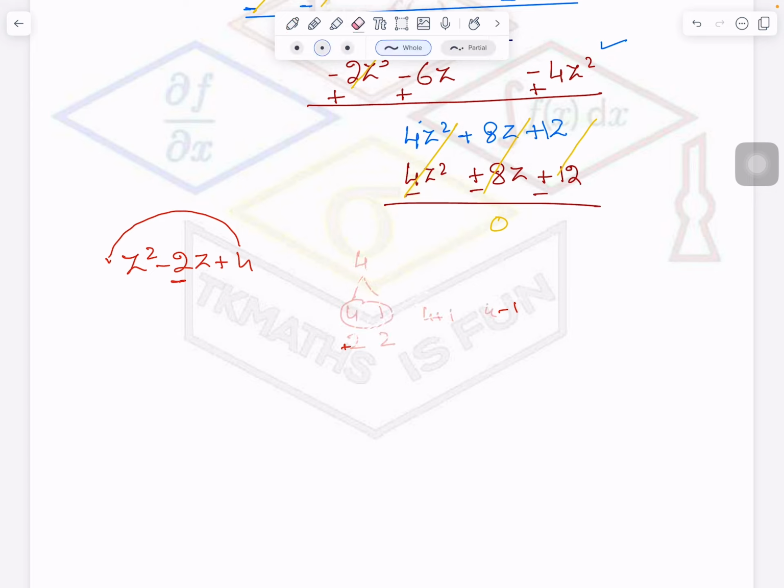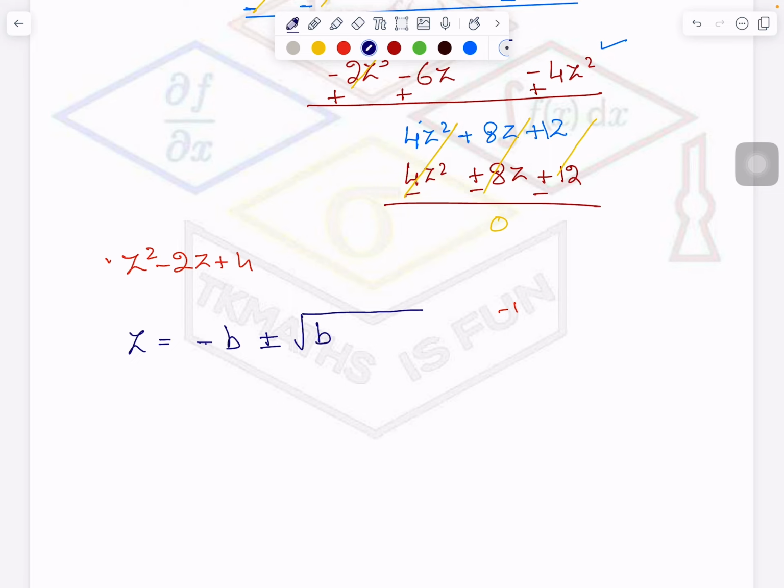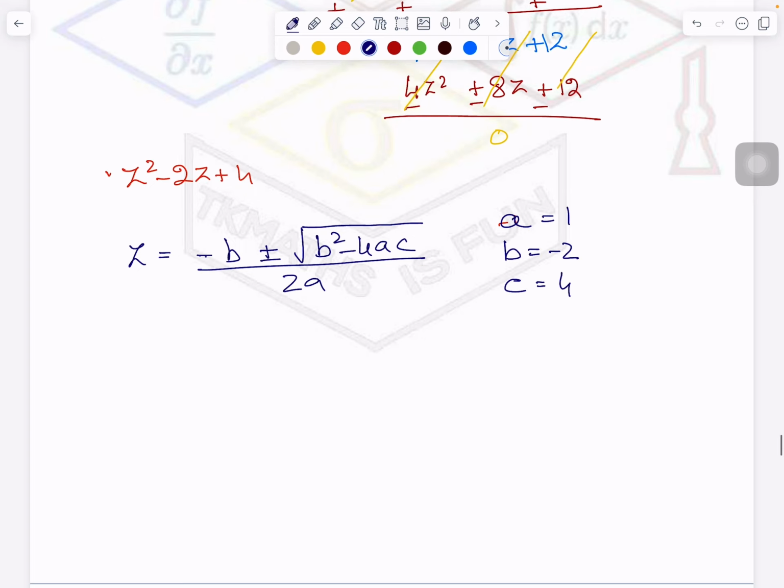So that's why I will go straight away for the quadratic formula, right? So let's write it here. z is equal to minus b plus minus square root of b square minus 4ac over 2a. Now a is 1, b is minus 2 and c is 4. So I will substitute the values here. Simply plug in the values and calculate it very quickly.